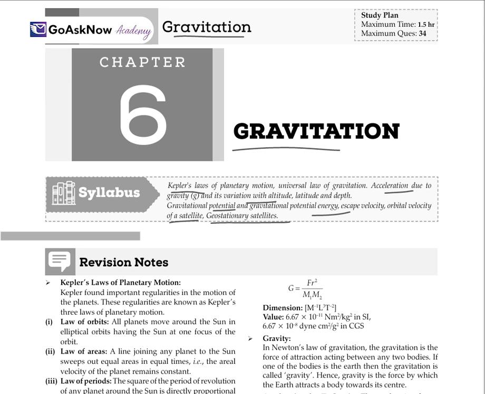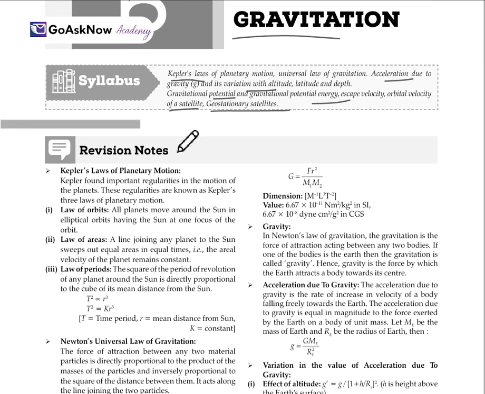So firstly, Kepler's laws of planetary motion. What is Kepler's law for planetary motion? Kepler found important regularities in the motion of the planets. It is totally related to the planets, as already mentioned. It's for planetary motion. What Kepler found is that there are important regularities in the motion of the planets. These regularities are known as Kepler's laws of planetary motion, and they have been divided into three main laws.